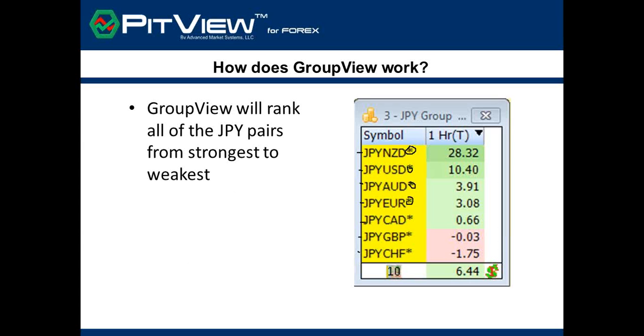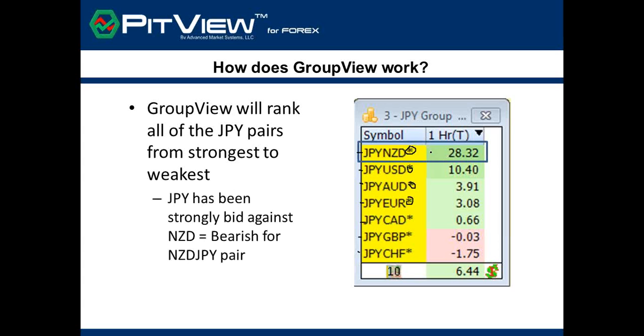So taking a look at the yen here, you can see that the yen is certainly the strongest bid against New Zealand. So that would be bearish for the New Zealand yen pair, because if the yen is strongly bid against New Zealand, that would mean yen strength and New Zealand weakness. We would be expecting New Zealand yen to be going down in this case, because the yen is showing more buying pressure, if you will. It takes some getting used to, but it's an extremely powerful tool.